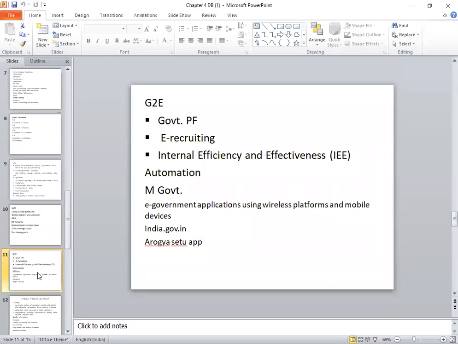Government to employees. Now, necessarily here, when I say employees, who are the employees here? Government to employees, the relation between government and employees. Okay. Then who are the employees here? Here G2E means the relationship or the communication is from the government to the employees. Who are the employees?